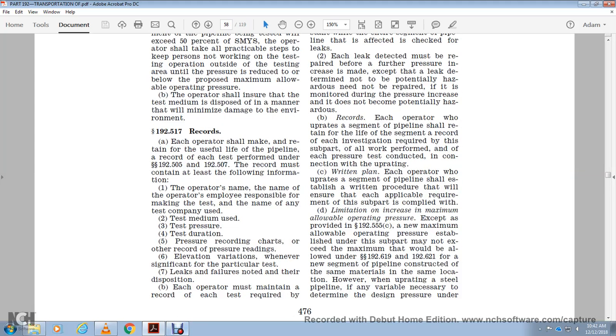Limitation on increasing the maximum allowable operating pressure: except as provided in 192.555(c), the new maximum allowable operating pressure established under this subpart may not exceed the maximum that would be allowed under 192.619 and 192.621.